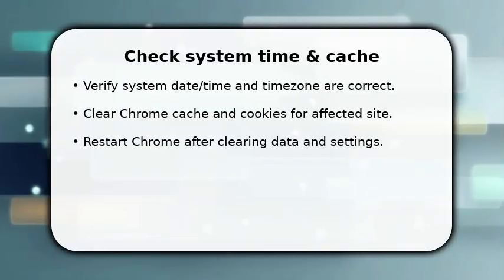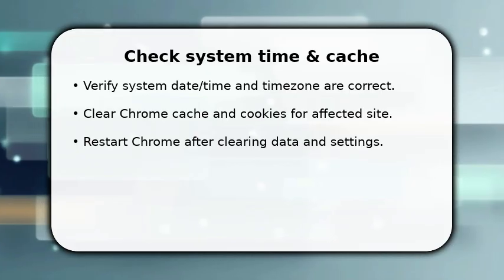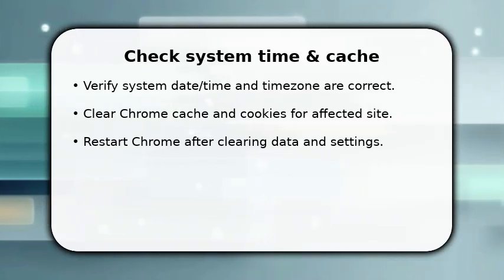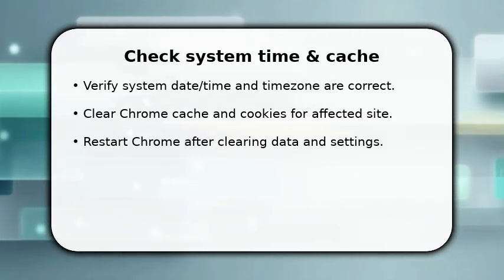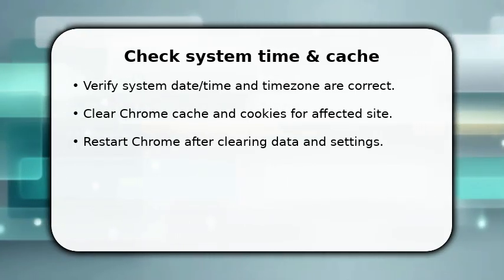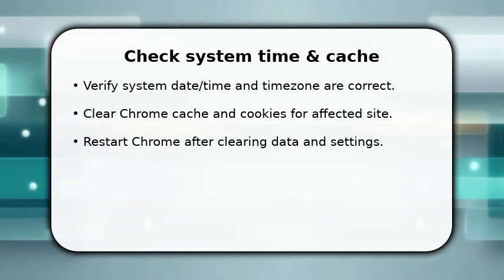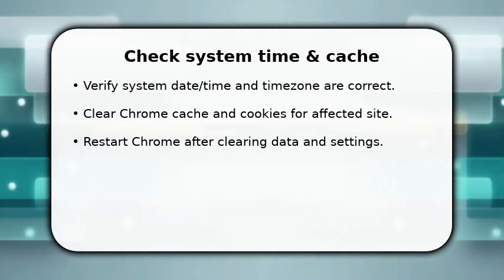You start by confirming your system clock and time zone are exact. SSL relies on correct time. Next, clear Chrome cache and cookies for the site. This removes stale cert data that can trigger errors. Once done, restart Chrome to apply changes and avoid transient issues. If you use a proxy or VPN, disable it briefly to rule out interception. These quick checks fix many certificate mismatches because browsers compare certificate validity windows to your system time and cached states.